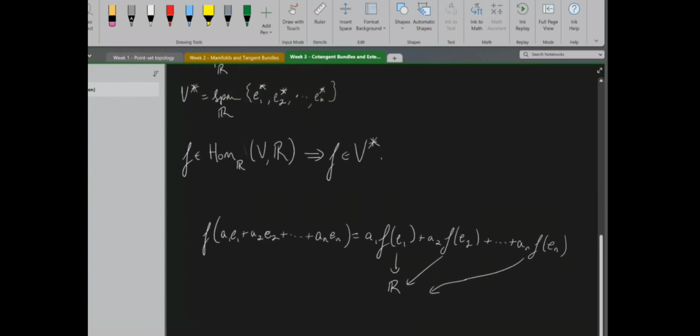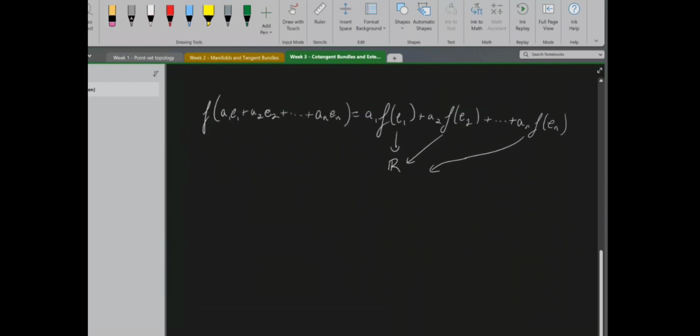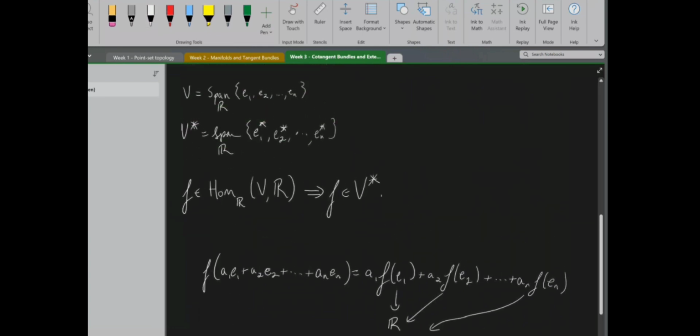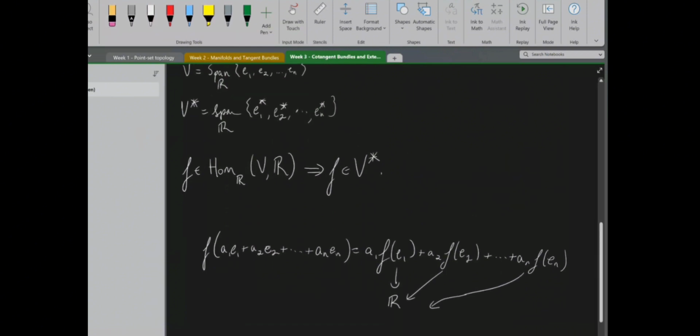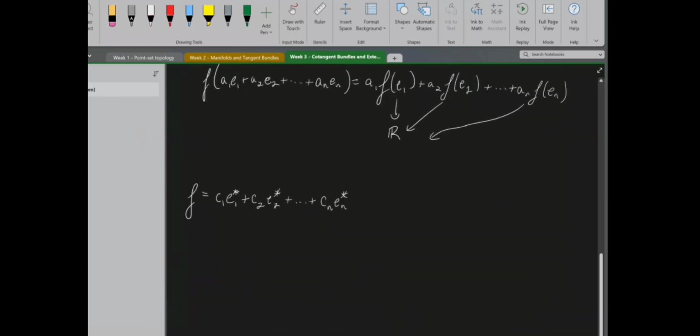Let's see. So how can I express f as one of these? Well, I want f to be equal to some kind of linear combination. So f should be equal to, let's say, c1 times e1 star, right? Because I'm taking linear combinations of the ej stars to get elements of V star. So if I want to show that f lives in here, then I need to show that it's a linear combination of these things, plus c2 e2 star plus dot dot dot plus cn en star. And I just need to find out what the cj's are. Right, so what is c1, what is c2, what is cn, and so on.